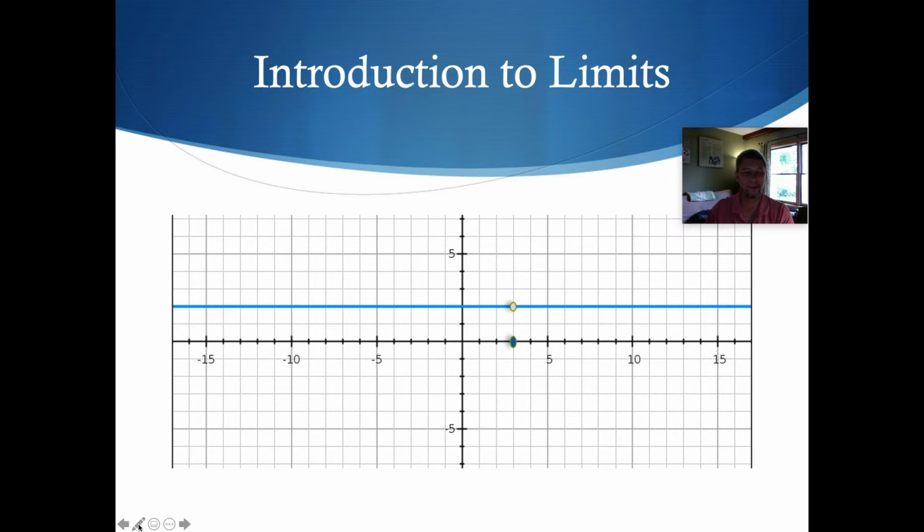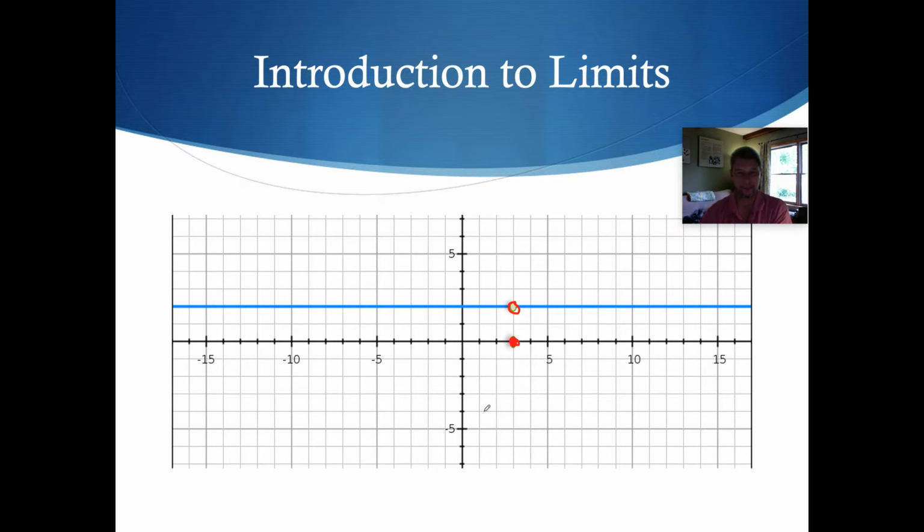where the value of the line is, notice, constant. The value of f of x is equal to 2 all the way to the point x equals 3, and then we've got this open circle here at the value of x equals 3, but then a point down here where x equals 3. And so this is a discontinuity in our function. The function is simply f of x equals 2, except at the value x equals 3.